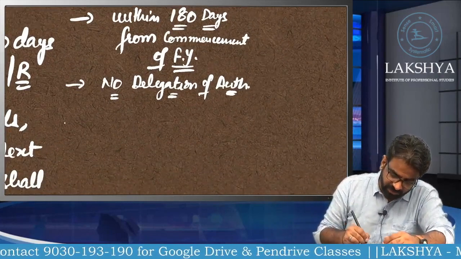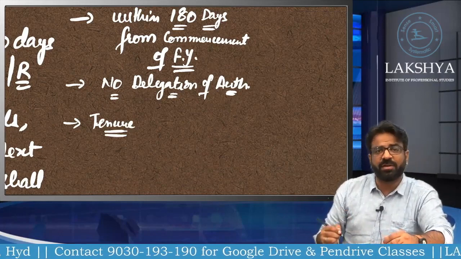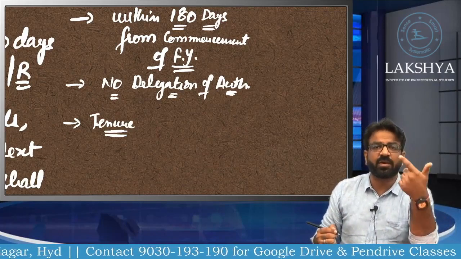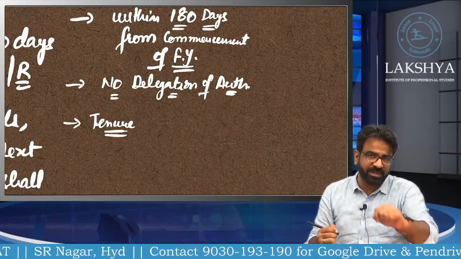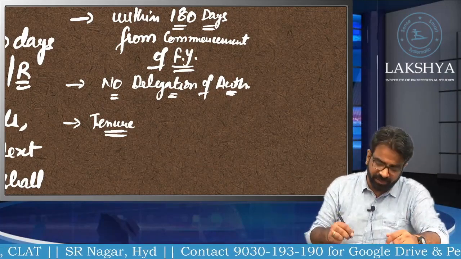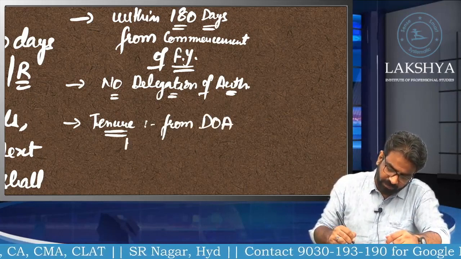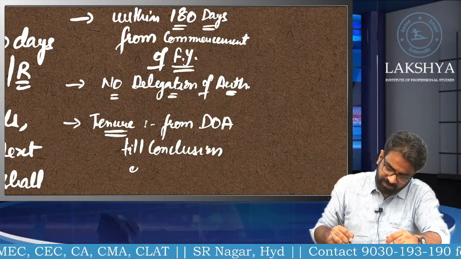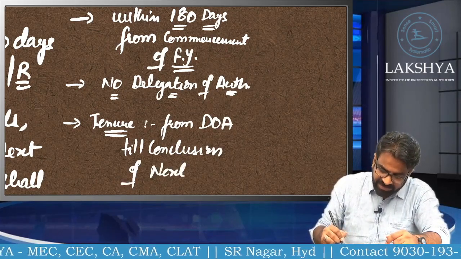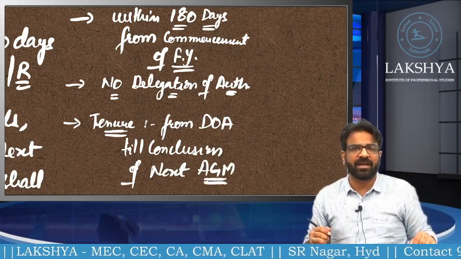Next point. Sir, what is his tenure going to be? Tell me, what was the tenure of the first auditor? From the date of appointment till the conclusion of any AGM or first AGM? First AGM. But what will be his tenure now? From the date of appointment till the conclusion of the next AGM. Till the conclusion of which AGM? Next AGM. Are you getting the point?